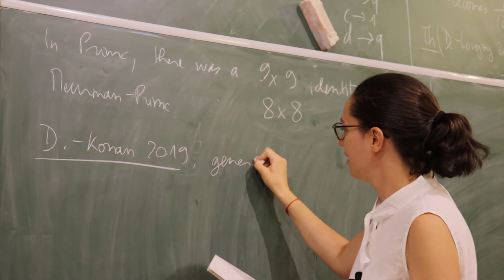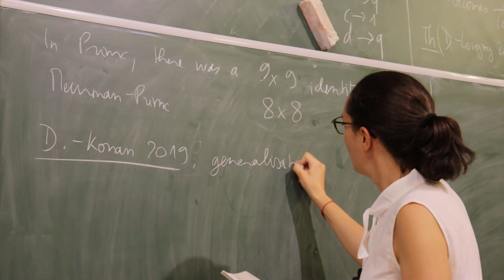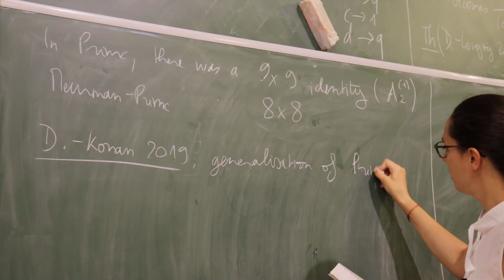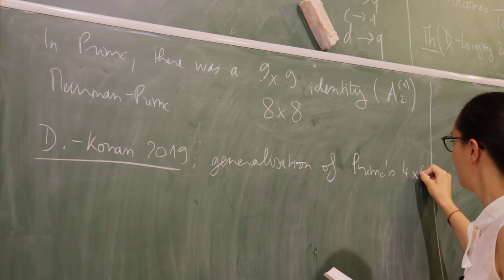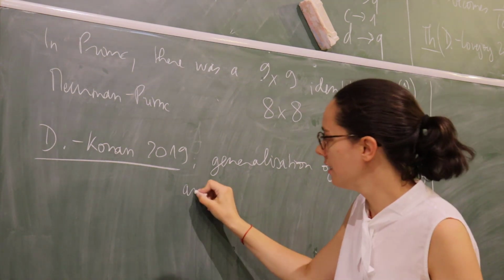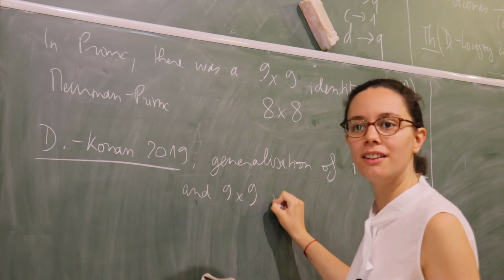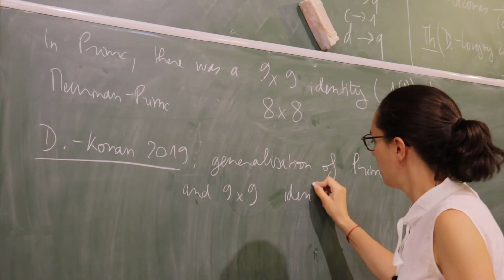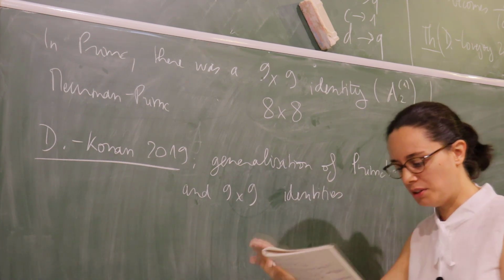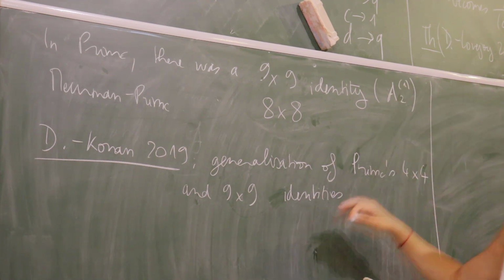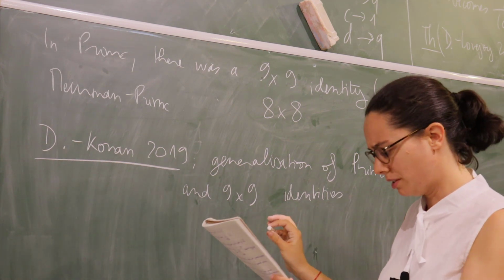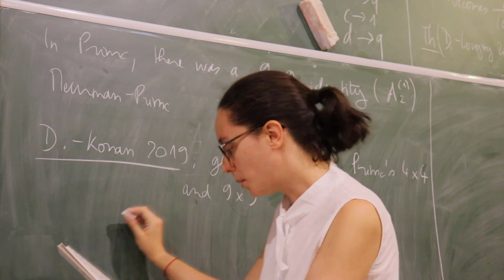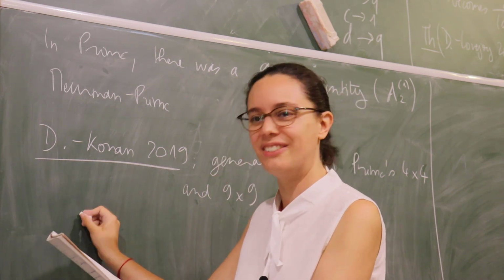So, generalization of Primc's 4x4 and 9 by 9 identities. We found some difference conditions that are not even that hard to write. So maybe I'll write it here, and you'll see that once you see it the right way, it's not that difficult anymore.